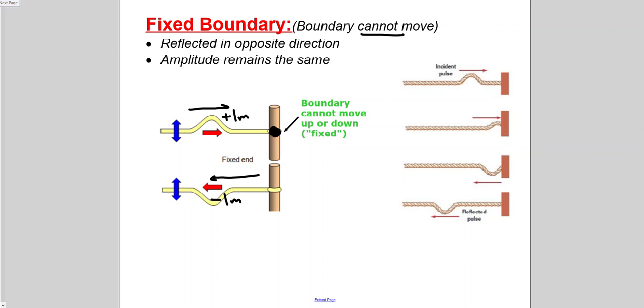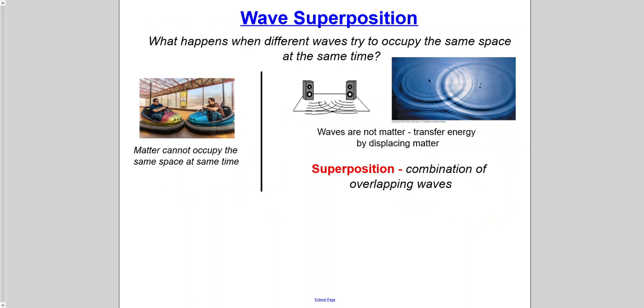Okay, so now that we see how they can reflect, let's look at what happens when more than one wave is on that rope. This is called superposition. Matter can't be in the same place at the same time. That's what makes bumper cars fun. This would be a lot less fun if the cars could just drive through each other. That's not how it works. Matter can't be in the same place at the same time, so these objects bounce off of each other.